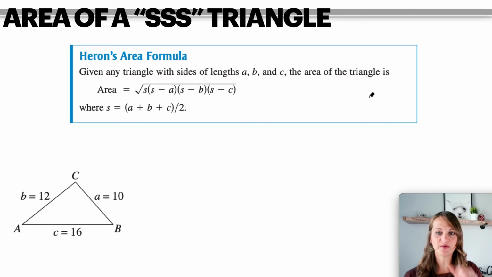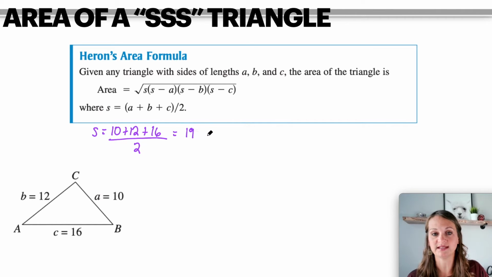Again, it is squared because it is the area. Now, the other type of triangle that you can do this with is a side side side triangle. In case you have this, you can use Heron's formula, which states that the area is the square root of S times S minus each side, which is, I know, very weird. The first thing you need to do is find S. We add 10 plus 12 plus 16 together and divide by 2. You would get 19, because 12 and 16 is 28, plus 10 is 38, divided by 2 is 19.